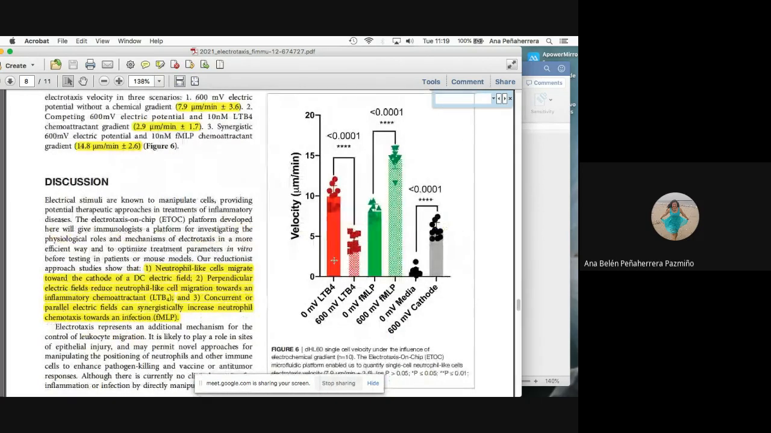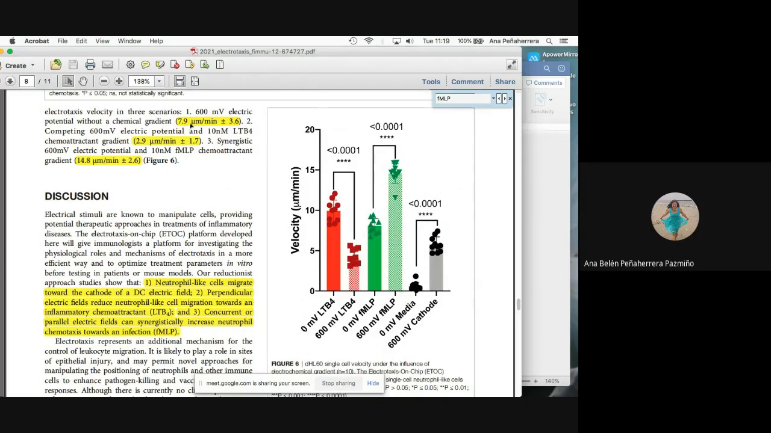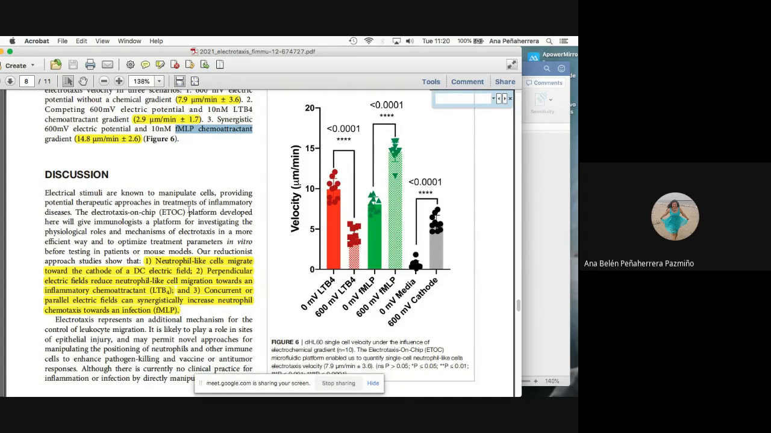They also measure the velocity of the cells in each of these situations. When there is no chemical gradient, meaning just current, the cells exposed to the electric field move at 7.9 micrometers per minute. When the chemoattractant is there, because it's a competing situation, the speed decreases to 2.9 micrometers per minute. And finally, when the chemoattractant is in a synergistic situation with the electric field, the velocity is 14.8 microns per minute. So with this model they can control the movement of the cells, how the cells migrate, and they can guide the cells.